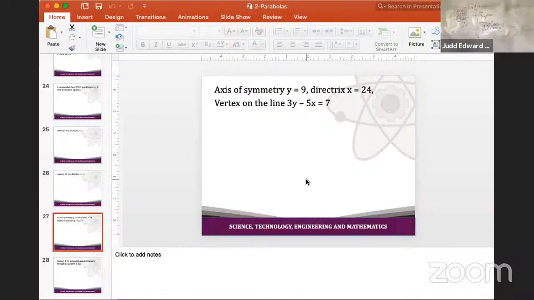Nakikita ba guys? Yes po. Okay, so para hindi kayo malito, this will now be my last example. Okay lang ba na last example na ni Sir Judd to for today? Yes po. Okay, napakasakit na kasi ng lalamunan ko. Kanina pa pala ako salita ng salita, 2 oras na. Okay, so this will now be my last example.